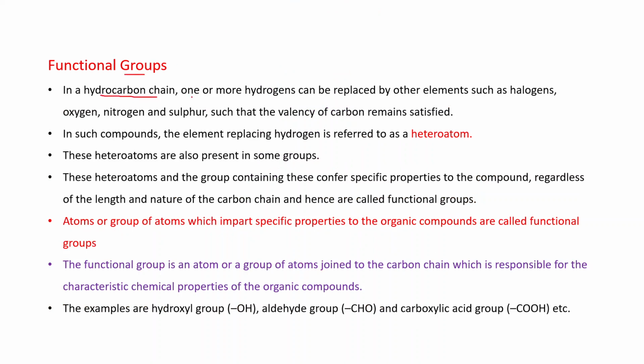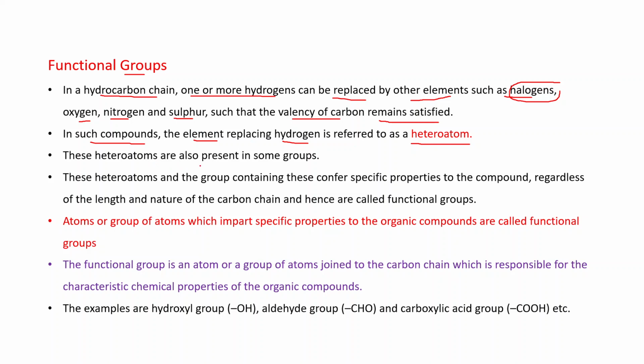In a hydrocarbon chain, one or more hydrogens can be replaced by other elements such as halogens, oxygen, nitrogen and sulfur, such that the valency of carbon remains satisfied. Halogens means chlorine, bromine, iodine, fluorine. In such compounds, the element replacing hydrogen is referred to as a heteroatom. These atoms, halogens, oxygen, nitrogen, sulfur, which replace hydrogen in carbon compounds, are known as heteroatoms.